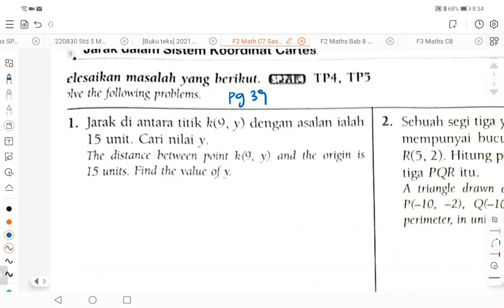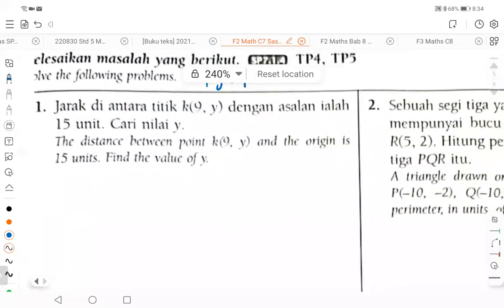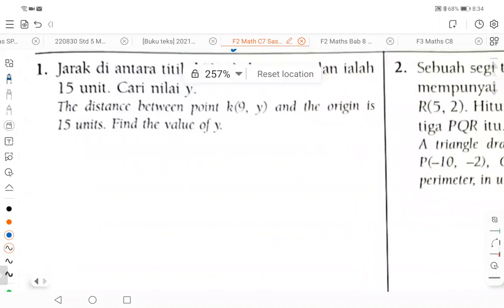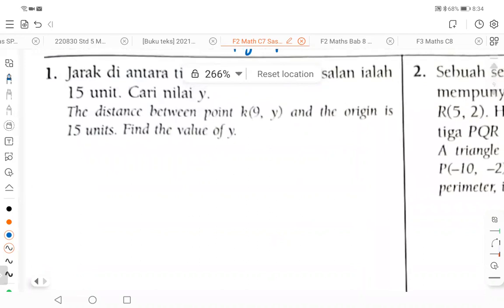So let's continue. Number 1 here. The distance between point K and the origin is 15 units. Find the value of y. So here, what is the key point? What to find? Not to find the value of y, it's actually the distance. Highlight please, distance. The distance between point K and the origin.